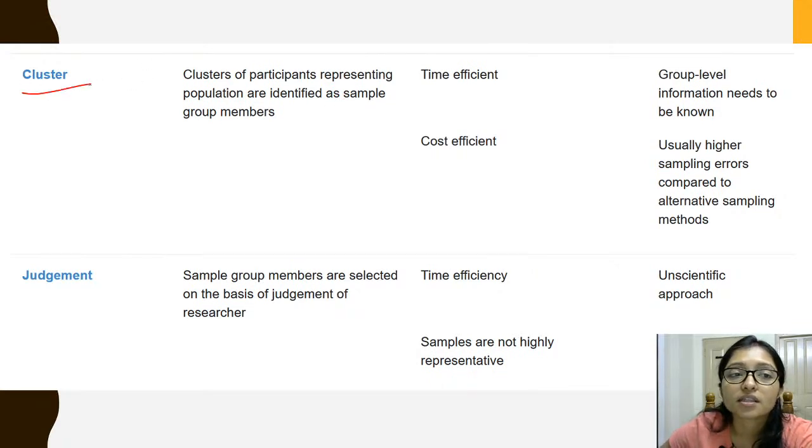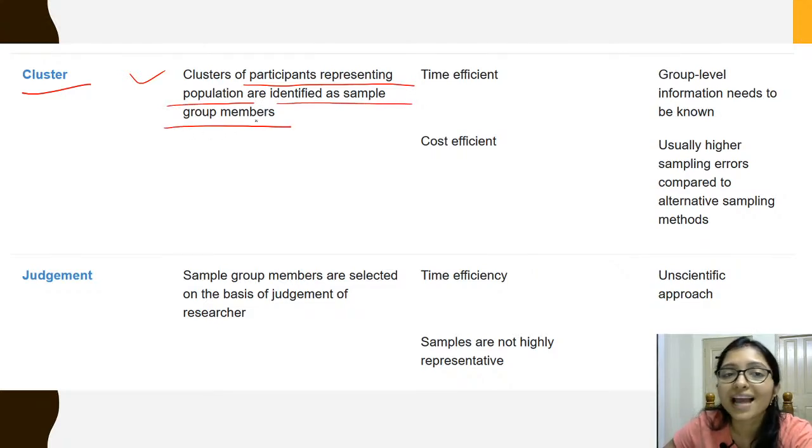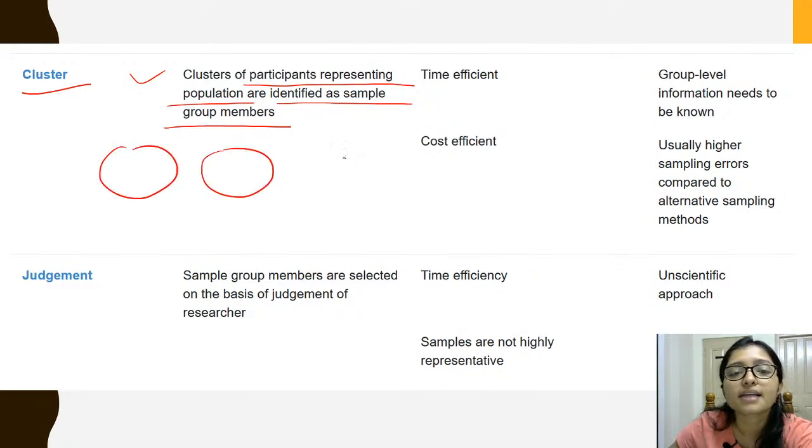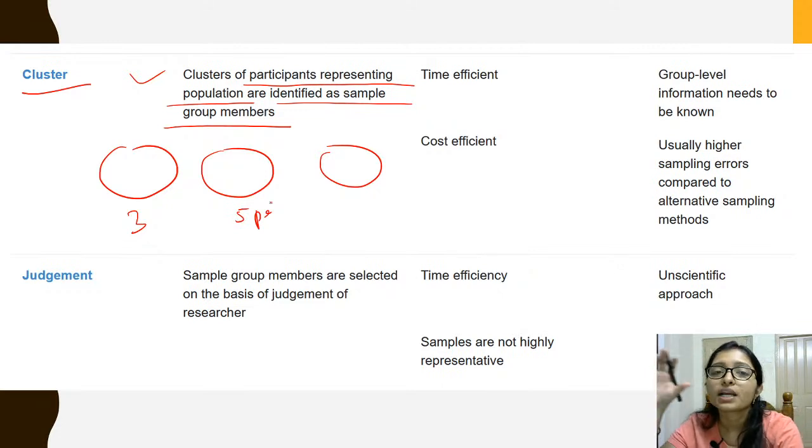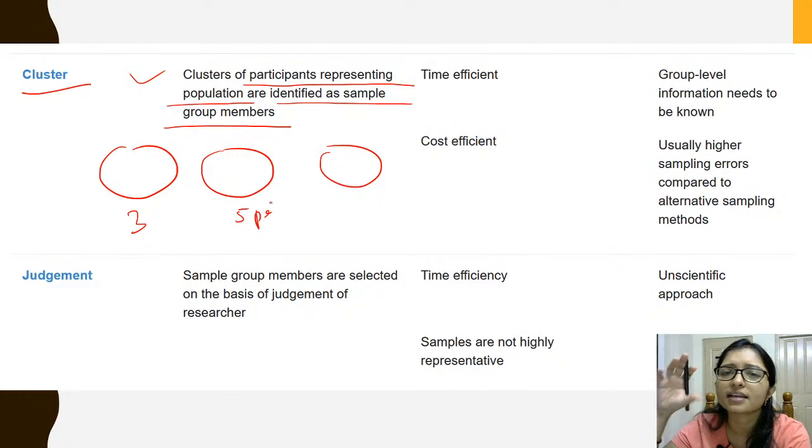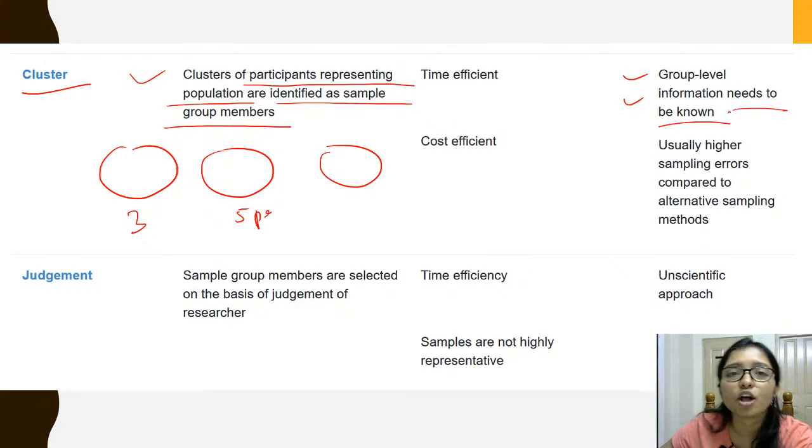Okay. Then cluster of participants representing population are identified in sample group. Cluster means sample group. You are doing some cluster in sample group. Maybe you are taking a group of 3 people, or maybe a group of 5 people. That is the cluster. Okay. Cluster means you are creating the group in any way, there is nothing specific. That is group level information you need to know. Here also stratified and cluster may have the same problem.